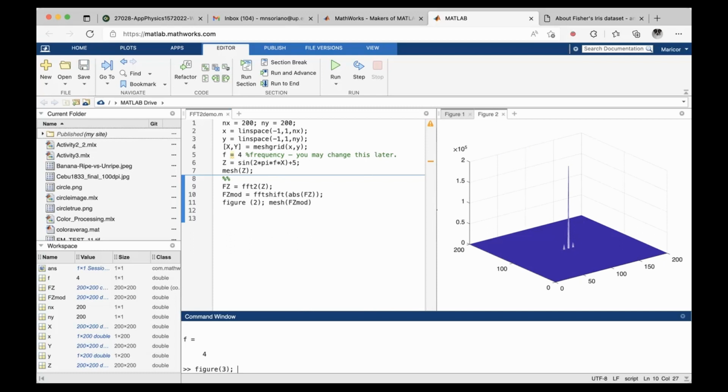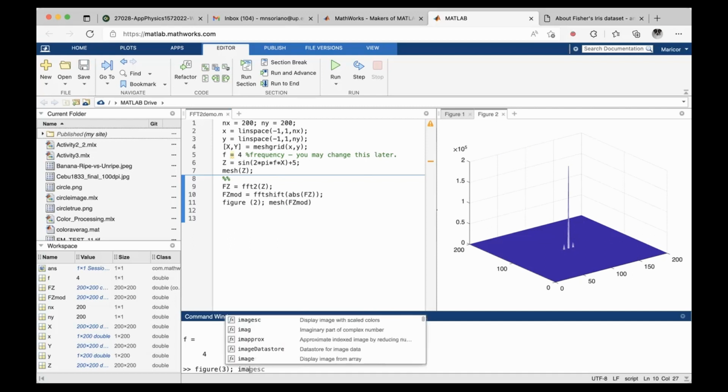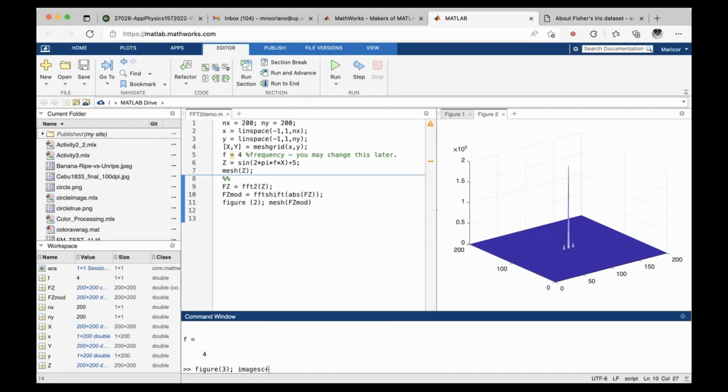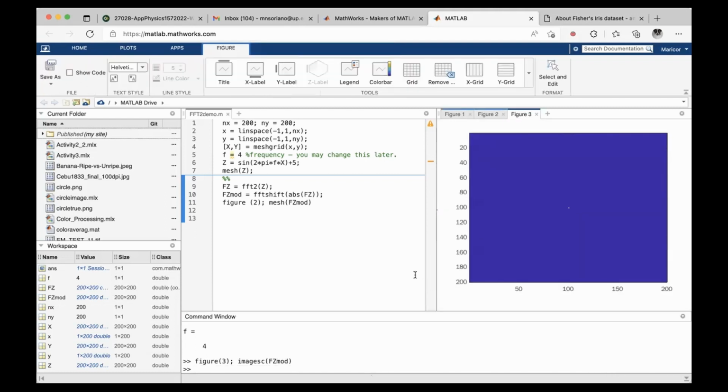Display natin itong 3D mesh image natin as an actual image. Now you can use imagesc and let's see if it works. I-display ko to ng top view, parang intensity image. So here, do you see the command line? I just wrote fc mod. This is the Fourier transform. Okay, just wait and here it comes.